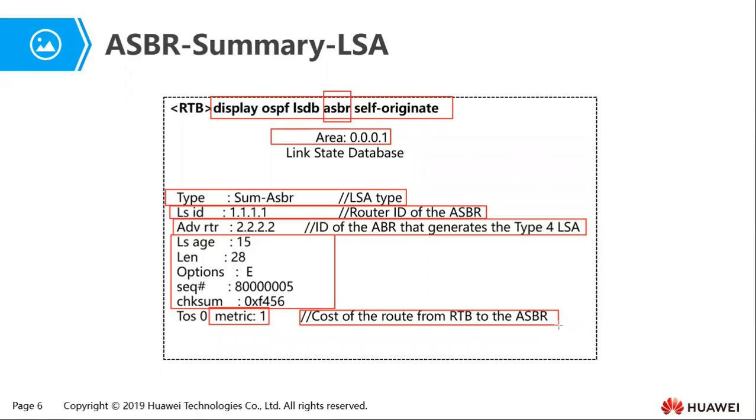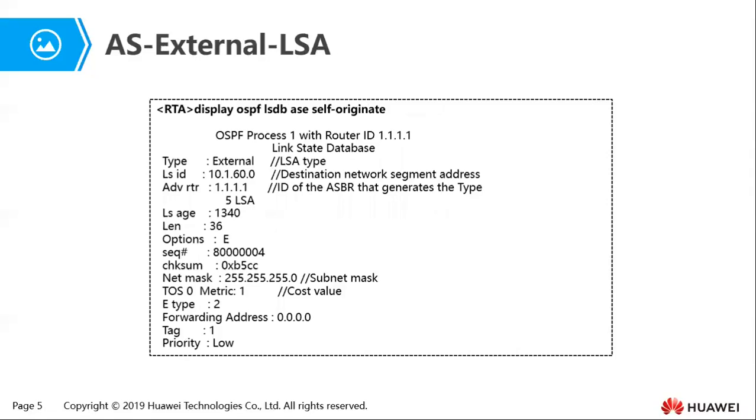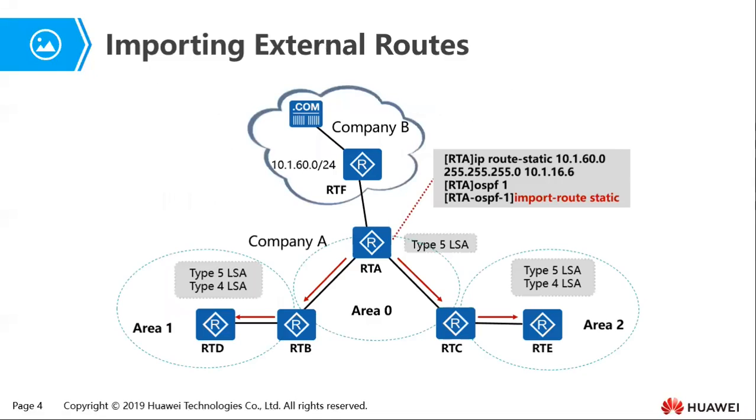Now, type 4 LSAs can only be flooded into a single area. A type 4 cannot be forwarded to another area. Let me explain that because it's important.